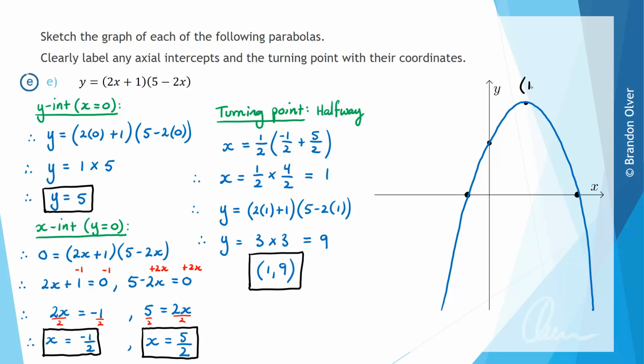So the turning point was 1, 9. This was at 0, 5 for the y-intercept. This was minus 1 half, 0 for the x-intercept. And our last x-intercept and key feature to label was 5 on 2, 0. So that's the final graph for part E.